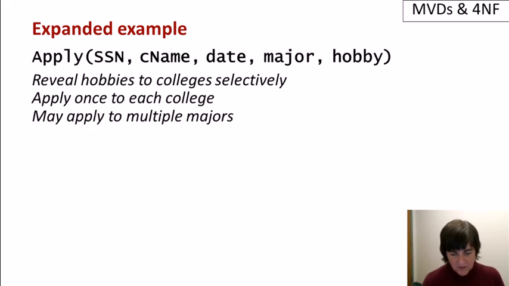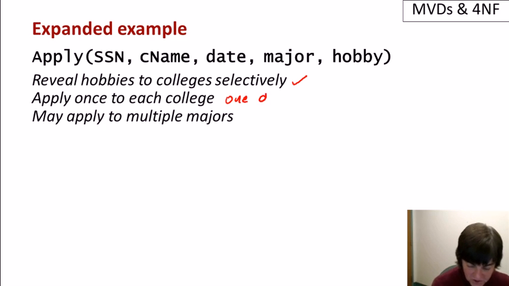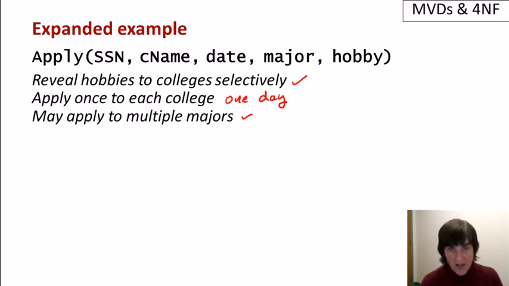I've extended the Apply relation now to not only include colleges and hobbies, but also the date of application to a college and the major or majors that are being applied for. Let's continue to assume that hobbies are revealed to colleges selectively, so we don't need to have the same hobbies for each college that a student applies to. Secondly, let's assume that we restrict students to apply only once to each college. But what I mean by that is just on one day. A student can still apply to multiple majors at a single college and to different majors at different colleges. Let's also assume that majors are independent of hobbies, which seems to make sense.